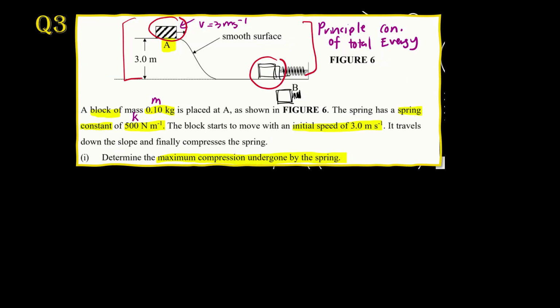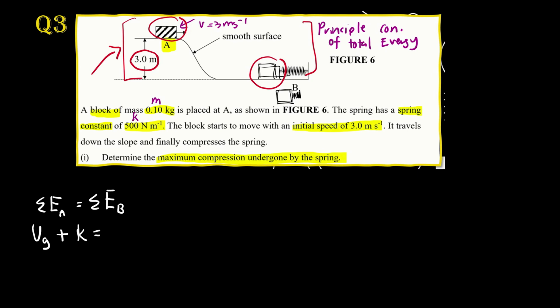So based on the conservation of energy, we have the summation of energy in this case at point A equal to the summation of total energy at point B. So let us refer to point A. We have height, which means that at point A we have gravitational potential energy, and also we have velocity, which means that we have kinetic energy.